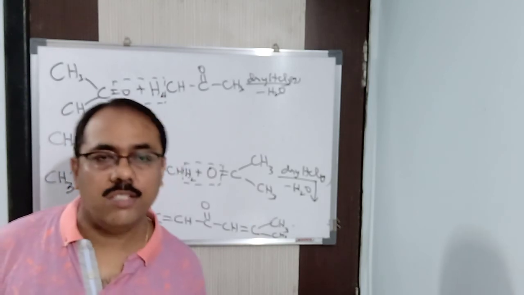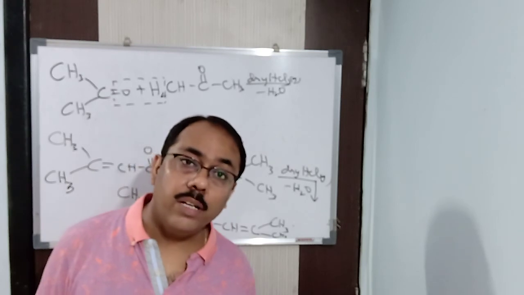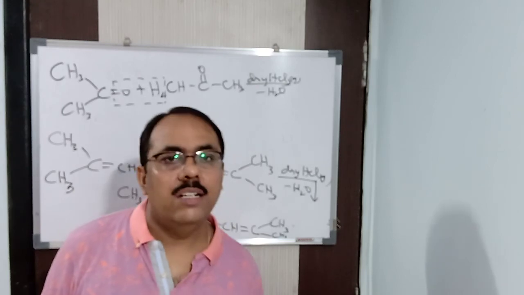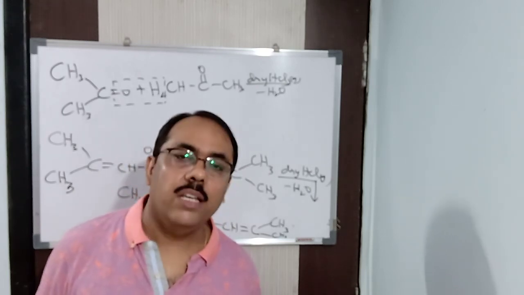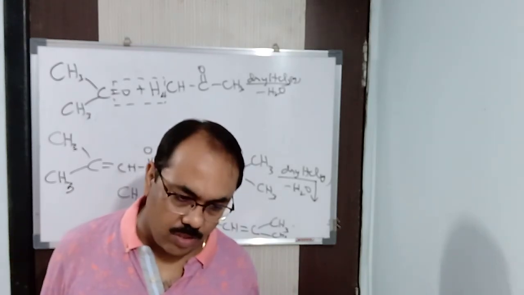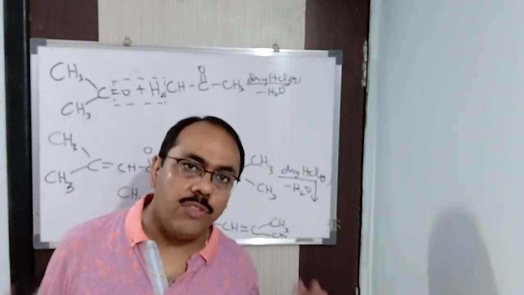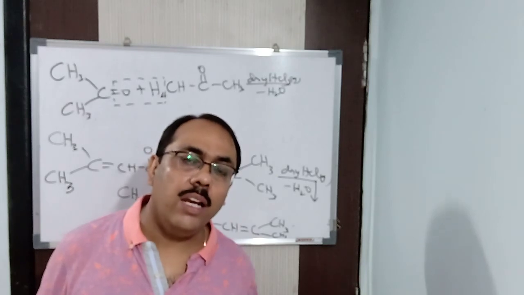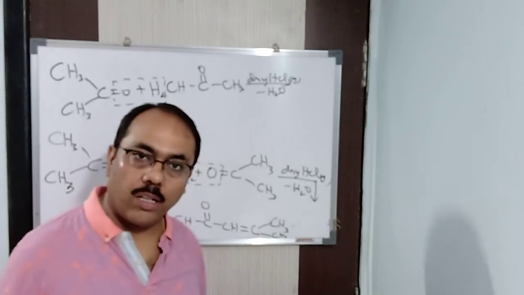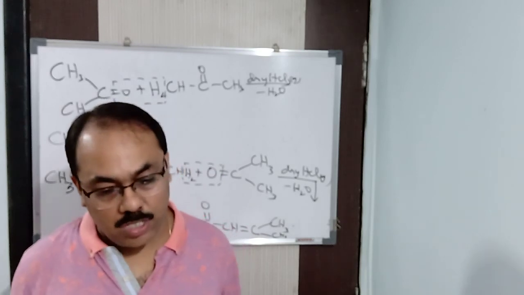Similarly, instead of CH3COCH3, if you take C6H5COCH3, then what will happen? You will get 1,3,5-triphenylbenzene. Again I repeat: instead of 3 molecules of CH3COCH3, if you take 3 molecules of C6H5COCH3 in presence of conc H2SO4, you will get 1,3,5-triphenylbenzene plus 3 molecules of water. In this way you will get the reaction. This is all about the polymerization reaction of aldehydes and ketones.